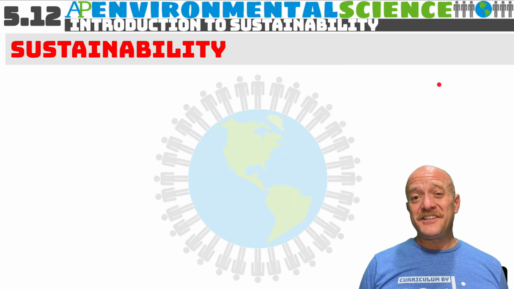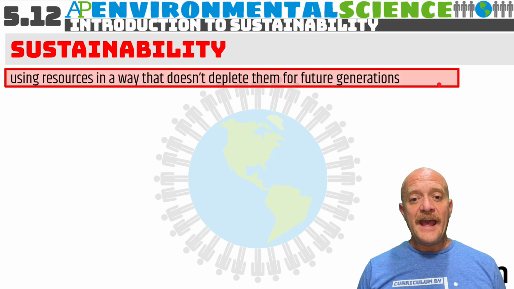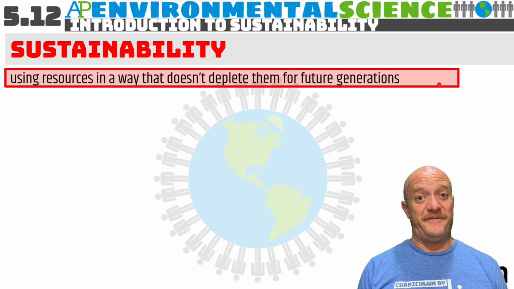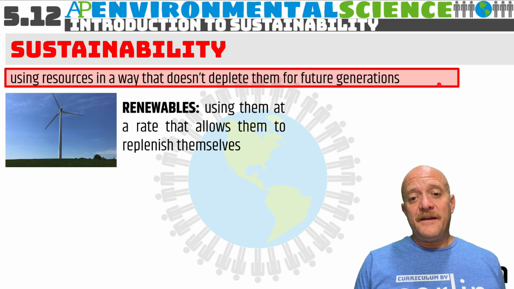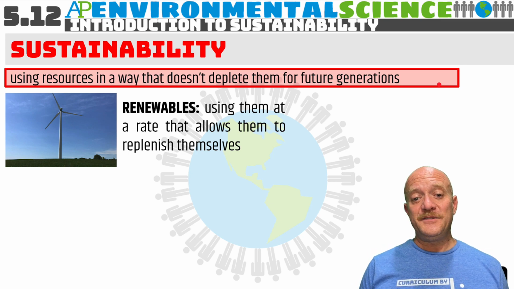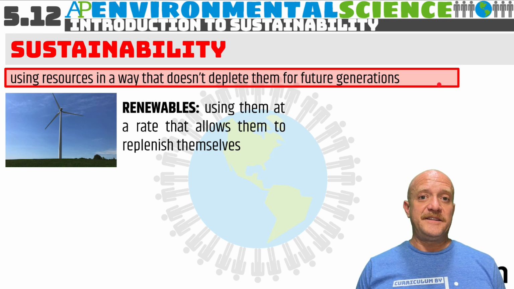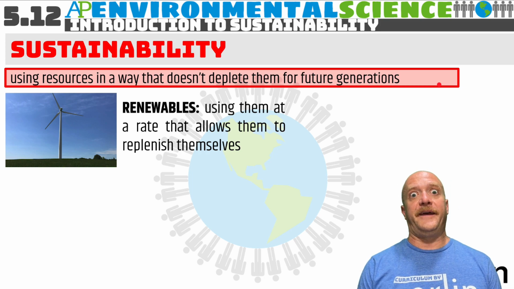So the definition of sustainability is when you're using resources in a way that doesn't deplete them for future generations. In other words, you can kind of do it indefinitely. Now, with renewables, that means using them at a rate that allows them to replenish themselves. Some renewables, like solar energy, the sun obviously is not going to run out. If it does, we're all dead.